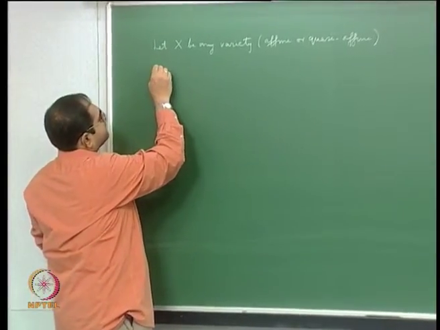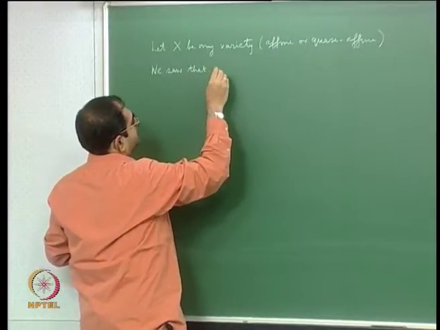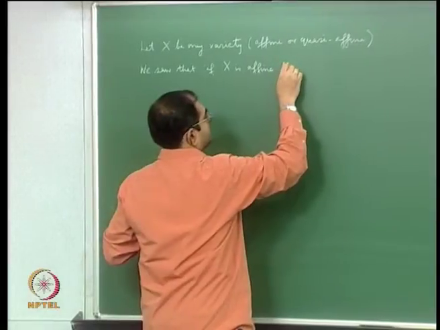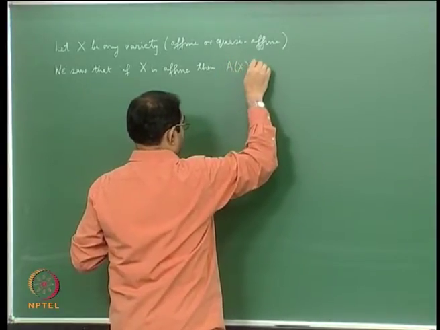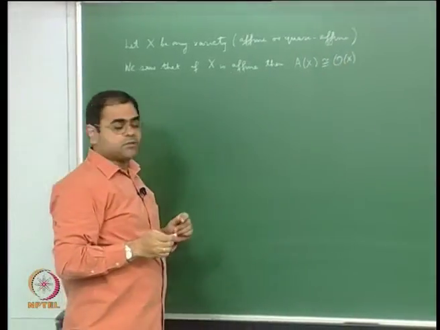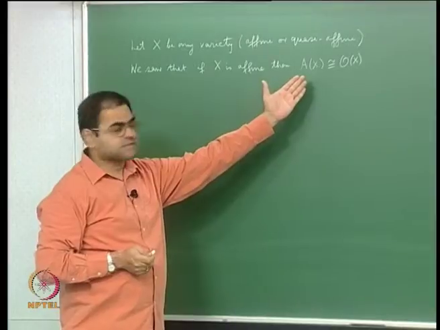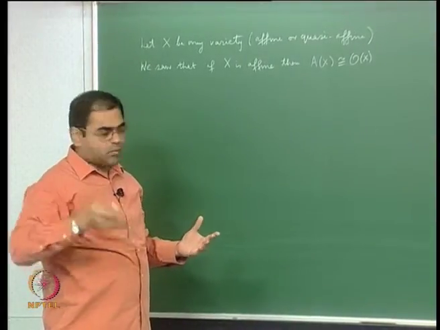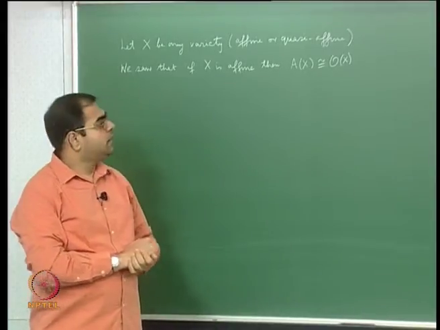And we saw that if x is affine, okay, then Ax and Ox are isomorphic. Okay, so Ax is the coordinate ring of x, the ring of polynomial functions on x, which is gotten by taking the ring of all polynomial functions of the affine space in which x is sitting inside, modulo the ideal of x, which is a prime ideal, and Ox is supposed to be the ring of all regular functions on x.